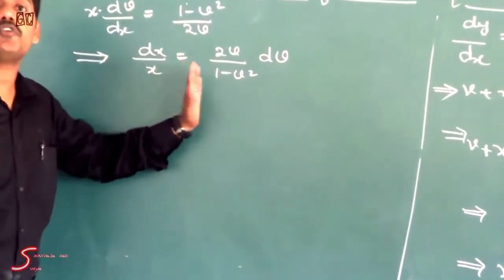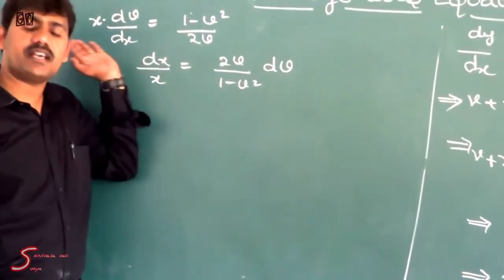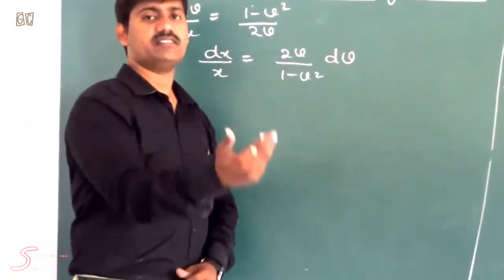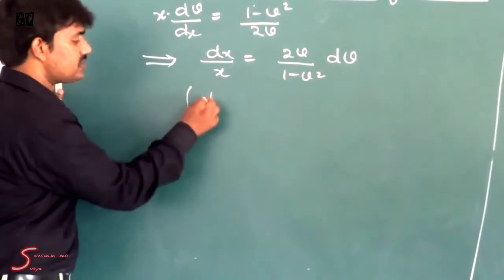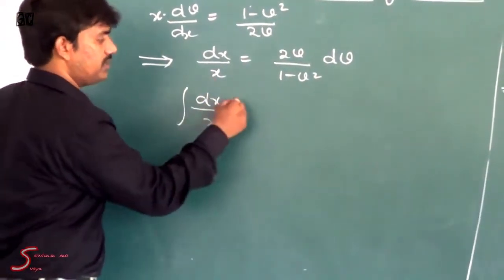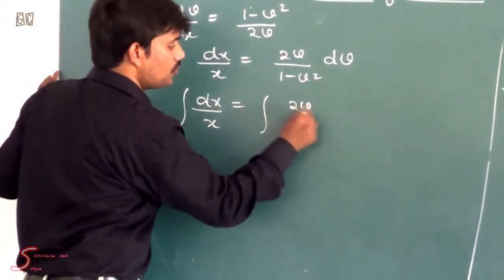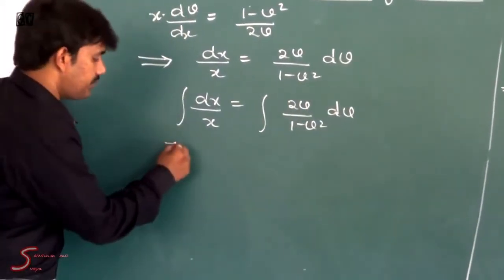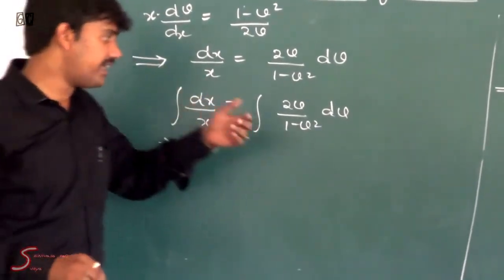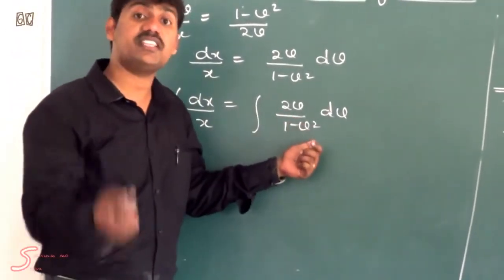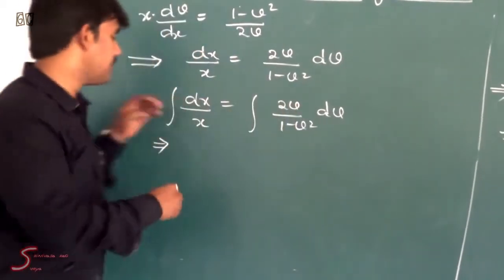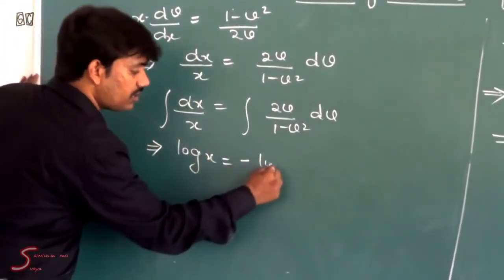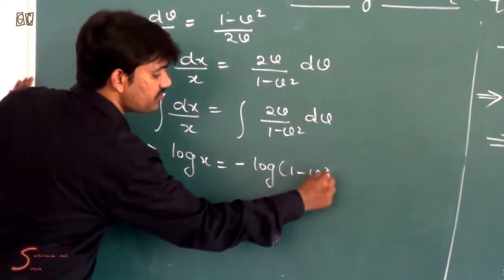So the variable separable I am going to apply. Why? Because all the x terms are on the left hand side and all the other variables are on the right hand side, then obviously we are going to integrate. This is called variable separable. That equals the integral of 2v by (1 minus v square) dv. If you observe here, the derivative of 1 is 0 and the derivative of v square is 2v, with a minus sign. That's why I am going to multiply by minus. This can be written as log x equals minus log (1 minus v square).